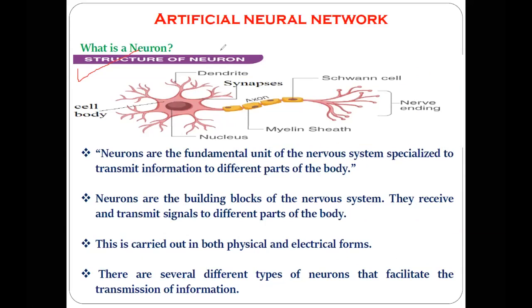Most of you must have studied biology in the 12th. So this is the structure of the biological neuron. This is what that particular neuron looks like. As we have discussed, it is the fundamental unit of the nervous system, specialized to transmit information to different parts of the body and receive information from different parts of the body. So it is considered the building block of the nervous system, the main component of our brain.